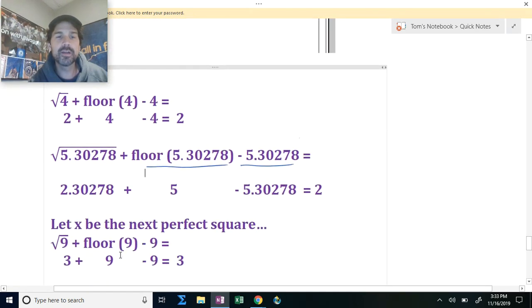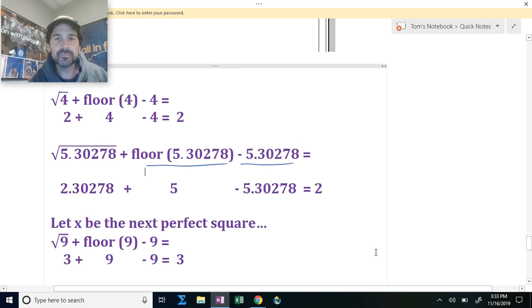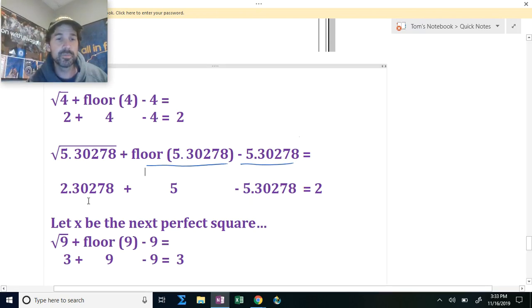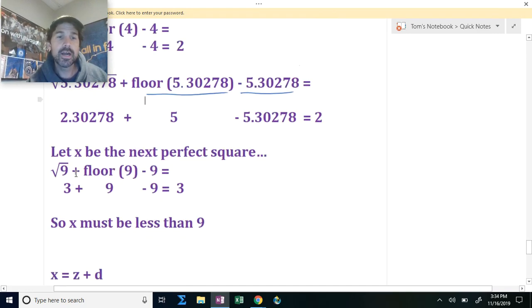Now, before we play around with this, if you keep going, think about the next perfect square, because that floor function would be 9. The square root of 9 is 3. The floor function of 9 is 9, and 3 plus 9 minus 9 equals 3. We want it to equal 2. So we know this value has to be less than 9. Once you get to 9, we're going to be beyond the 2 range. So we need to stay under 9 but over 4.